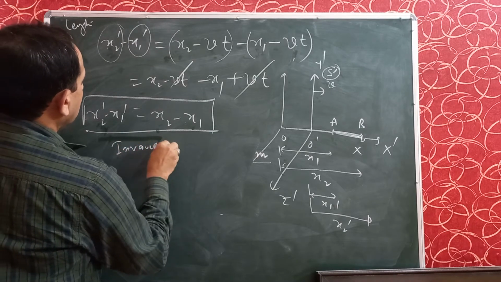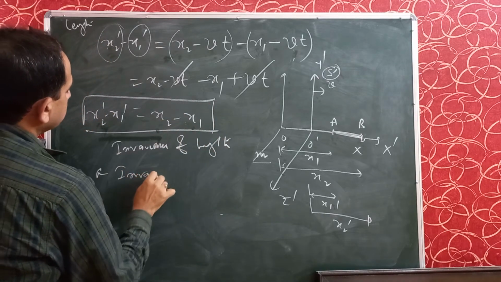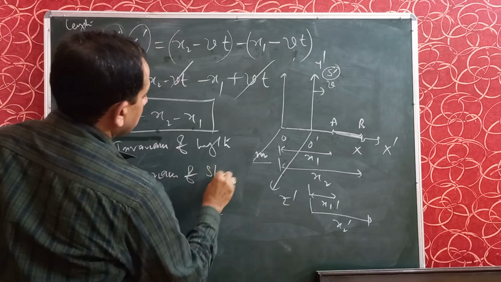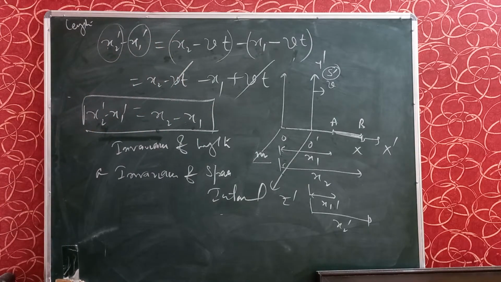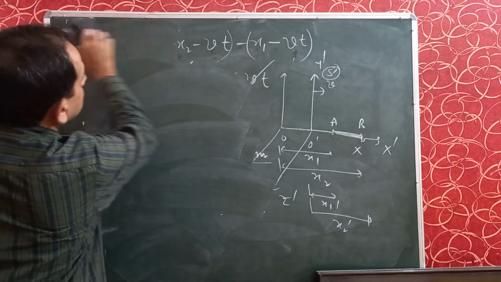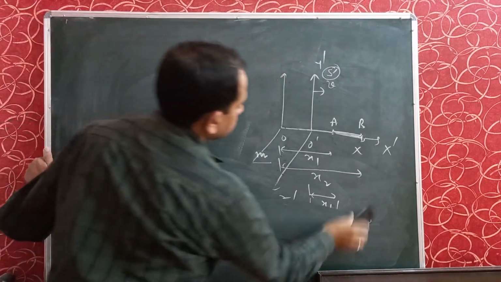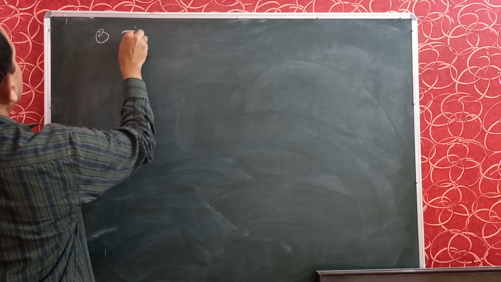So there is no change in length, so it is called invariance. It is called invariance of length, or invariance of space interval. So the interval between 2 points in space is always constant. It is independent of the frame, whether it is measured from the S frame or from the S dash frame. So this is our first article, that is invariance of space interval or length. The second one is time interval.